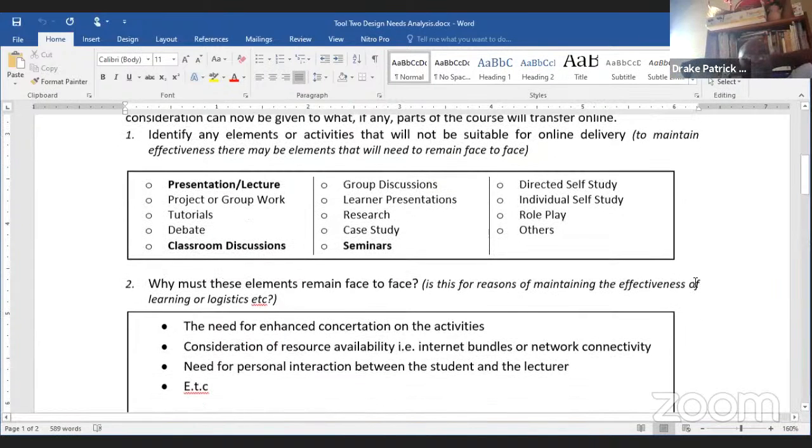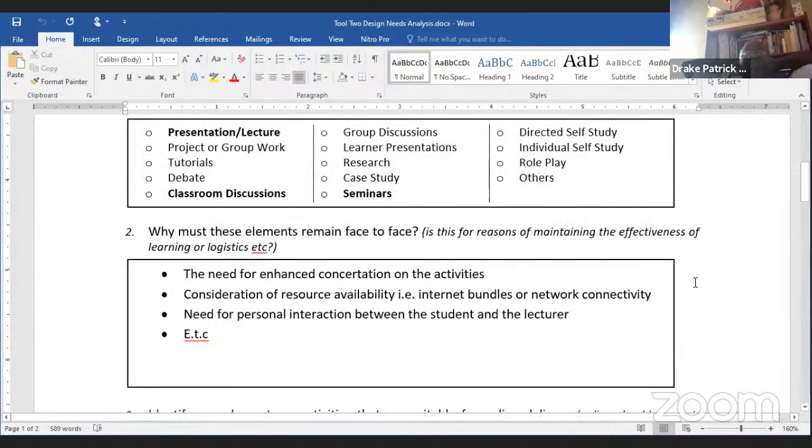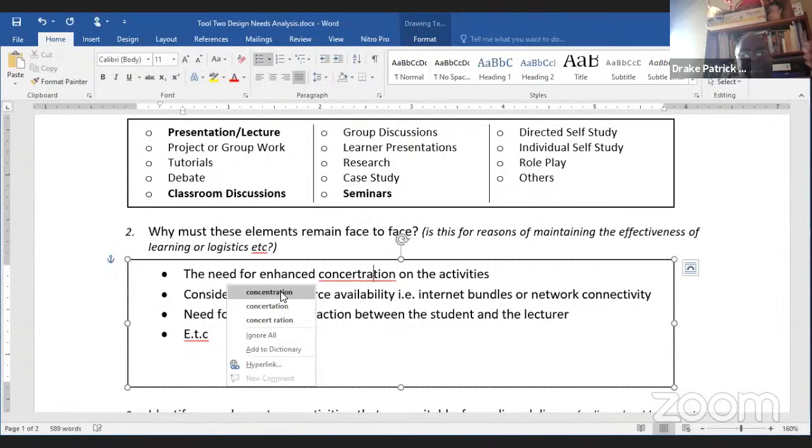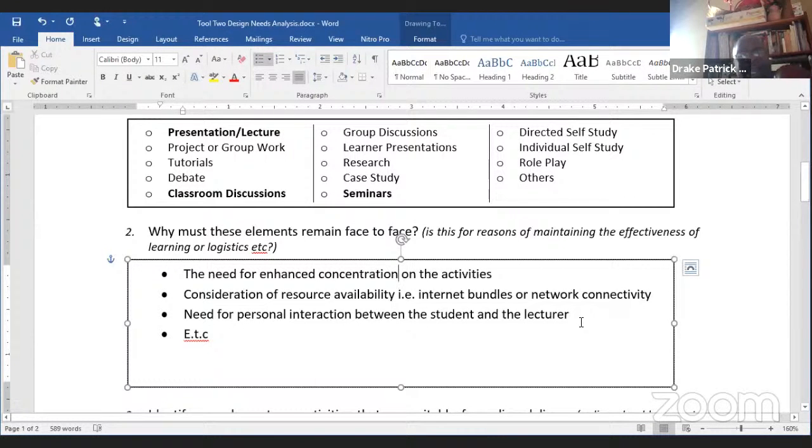One is the need for enhanced concentration on activities. So we reason from experience that undergraduate students normally don't have that self-direction of learning. They need closer supervision and control. So since these are core, like presentations, that's when you're delivering the domain concepts, you don't want people to miss out. Because when you're online, you may not control their participation. So for that reason, we keep it offline.